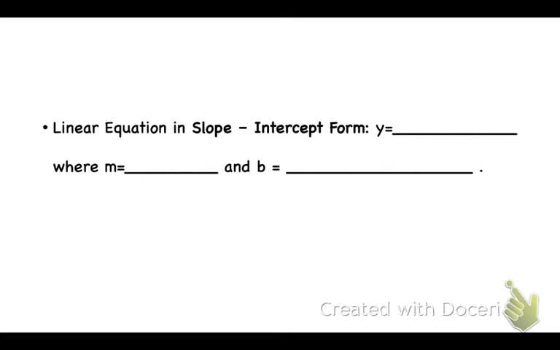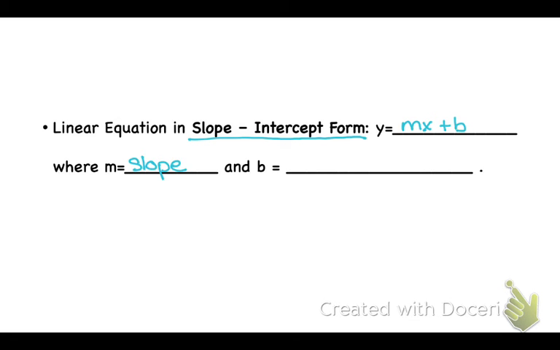Okay, so we need to remember that linear equation in slope-intercept form is y equals, anybody want to help me out? y equals mx plus b, where m equals... x? No, m doesn't equal x. It's m times x, but what's m? The slope. The slope.